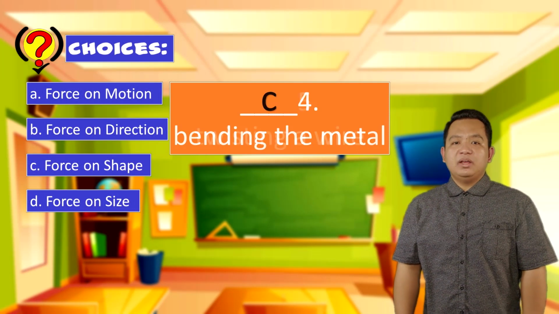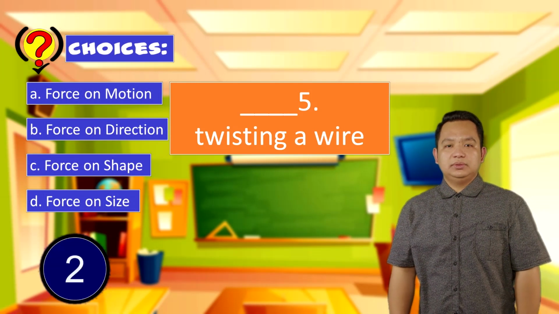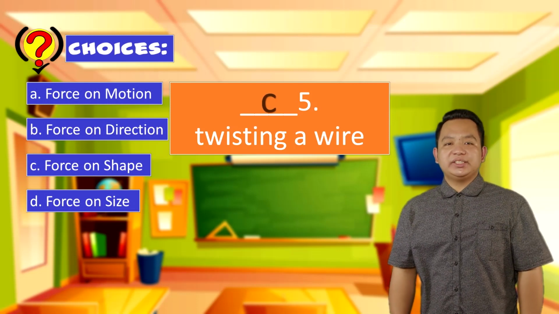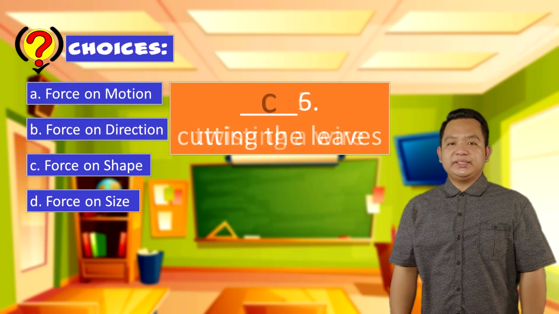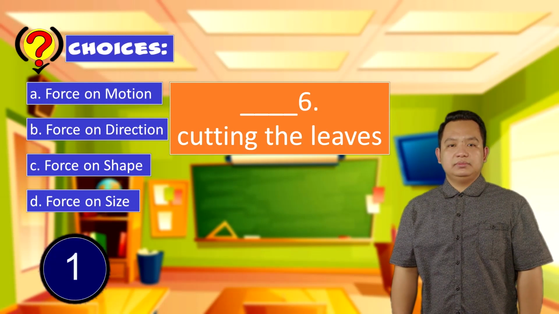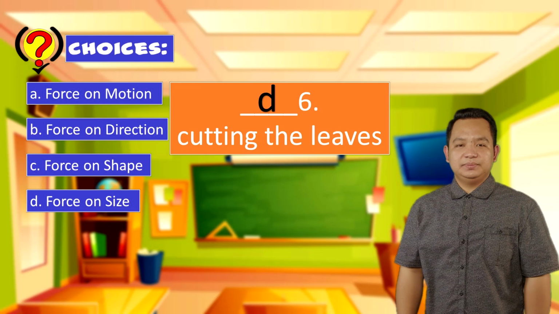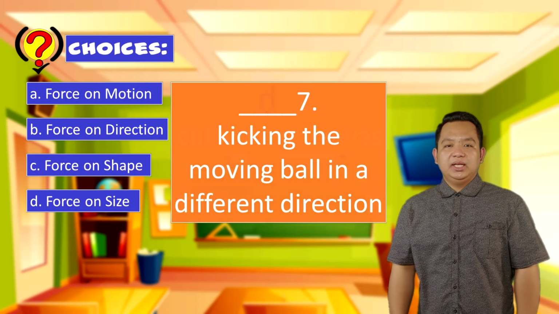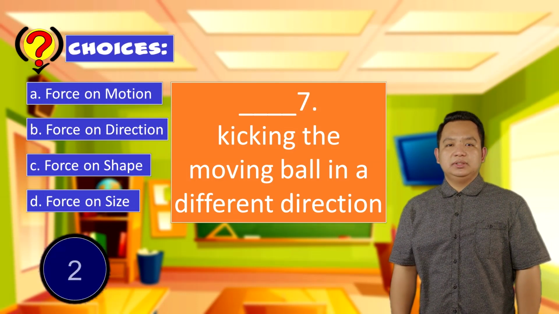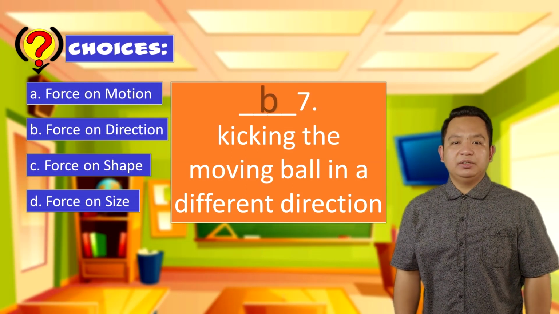Number 5, twisting a wire. Excellent. The answer is letter C. Number 6. Cutting the leaves. Very good. The answer is letter D. Number 7. Kicking the moving ball in a different direction. Very good. The answer is letter B.